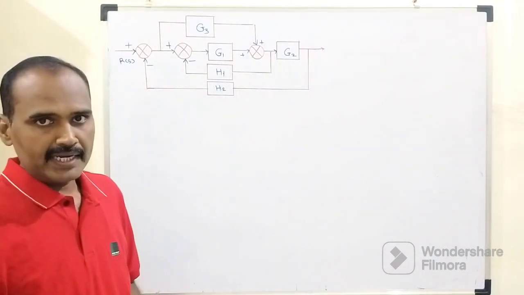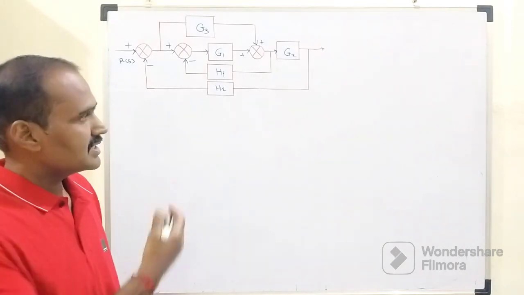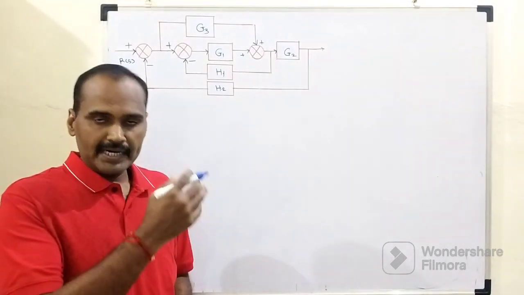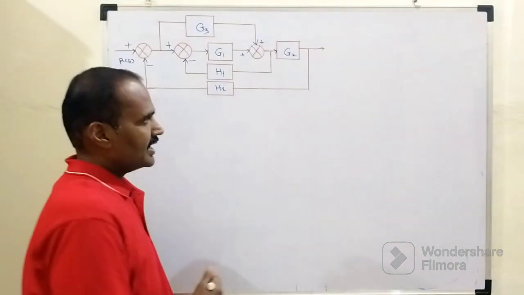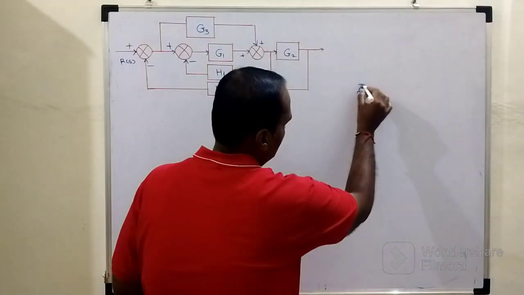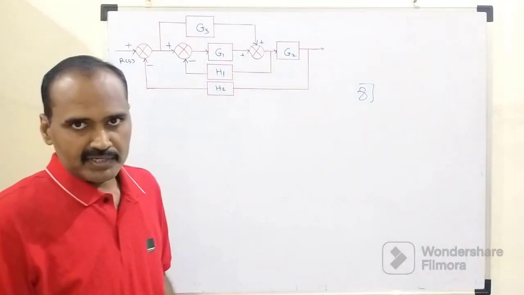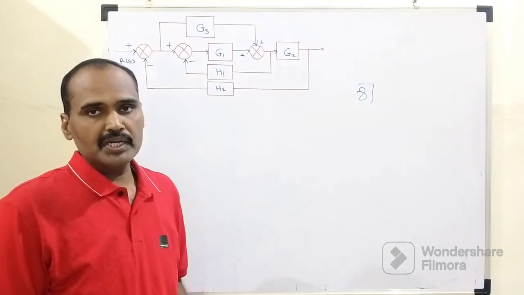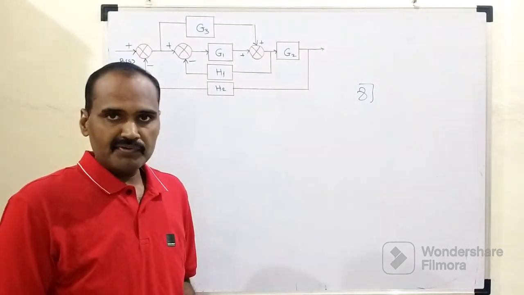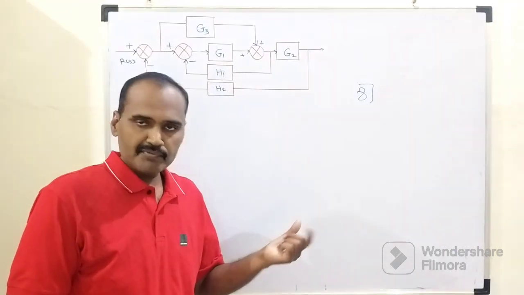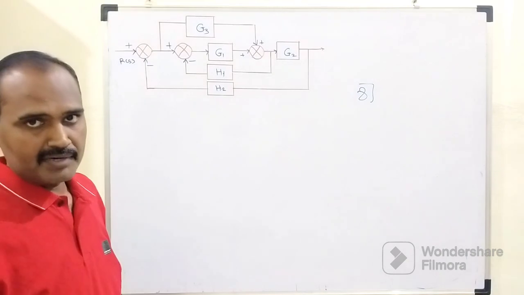In order to tabulate the overall transfer function of this given control system, a finite set of reduction rules is available. As far as this block diagram reduction technique is concerned, there are 8 basic rules which are used to determine the transfer function of the system. Each time we need to recall these 8 reduction rules. Before going to the reduction rules, let us quickly go through the given control system.